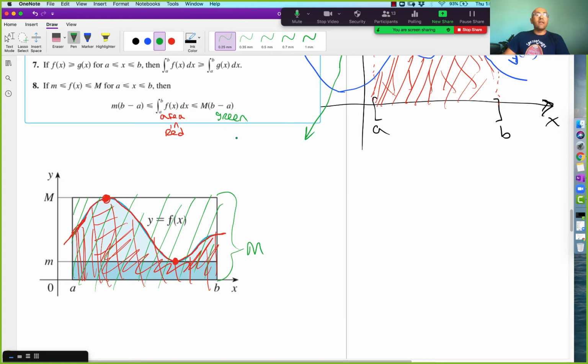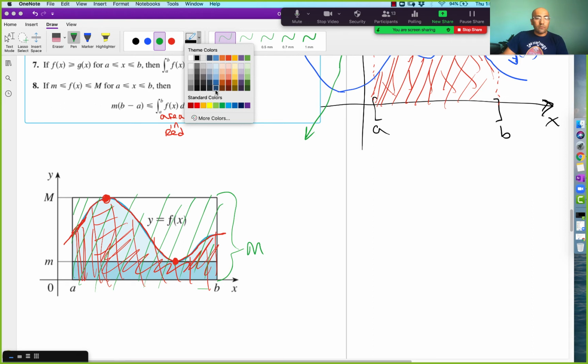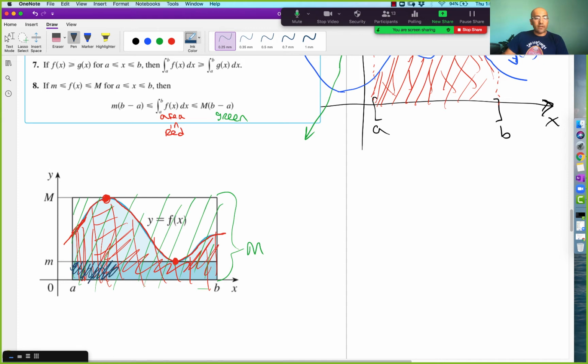And an underestimation, the smallest possible underestimation, would come from a rectangle formed again by a base of b minus a, but then its height ends up being the smallest possible value that we know f of x took on. So it's this darker blue rectangle down here, which has a height that is the smallest value that f of x takes. This is an underestimation in blue here.